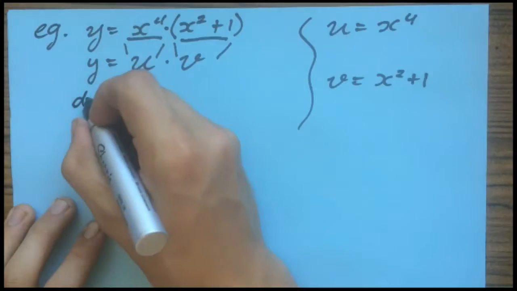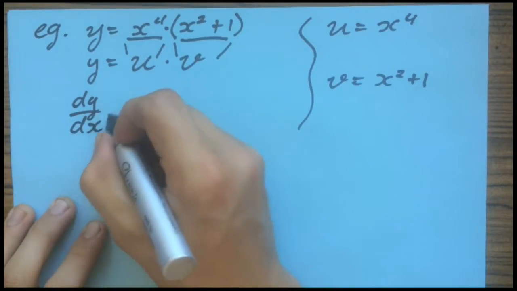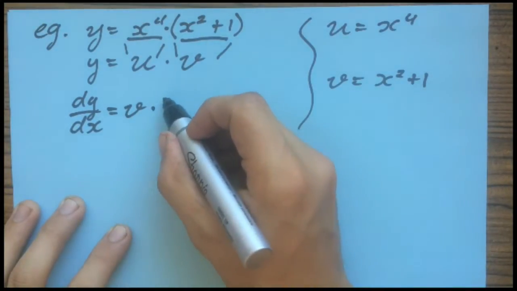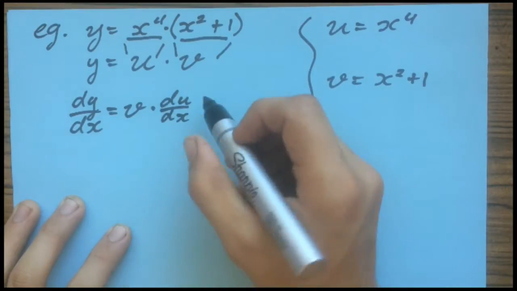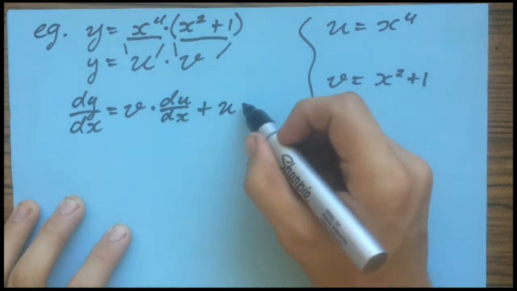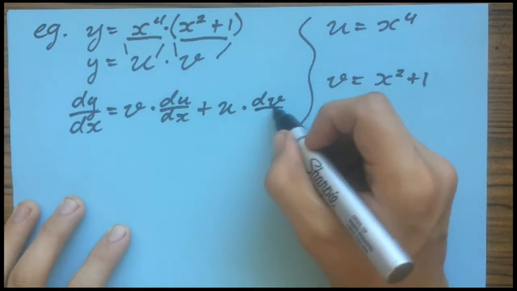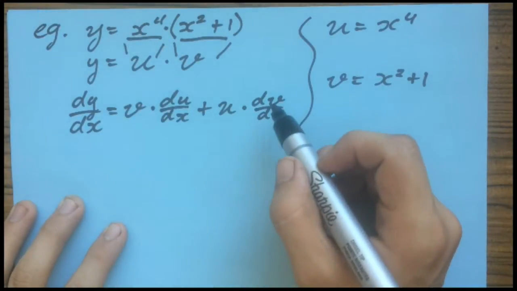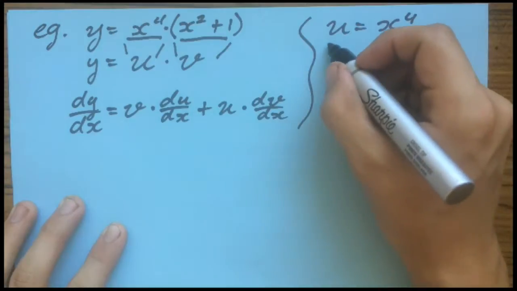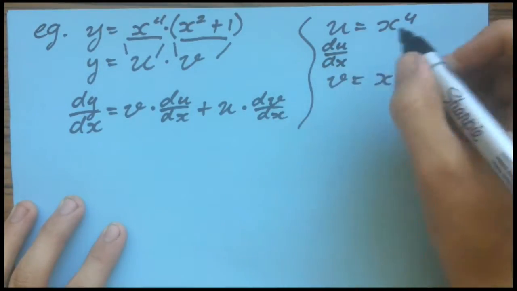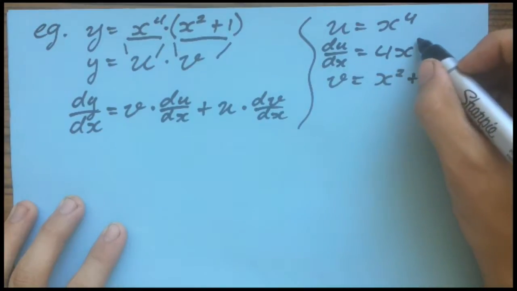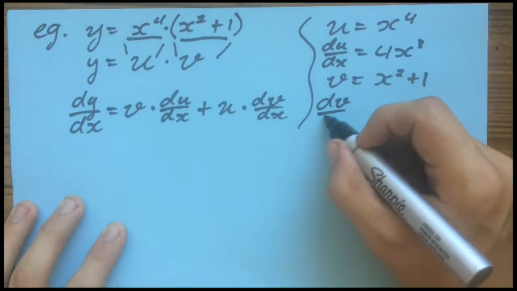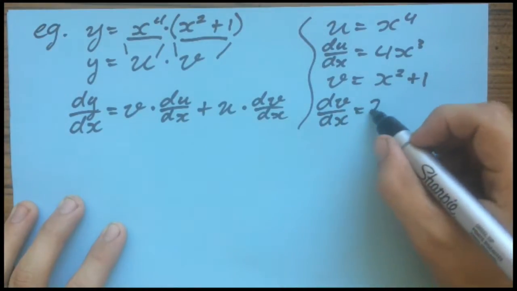Okay, so now the product rule, when we're finding the derivative, is v multiplied by the derivative of u with respect to x plus u multiplied by the derivative of v with respect to x. So that means we need to find the derivative of u and the derivative of v. Under these, the derivative of u is 4x to the power of 3, and the derivative of v with respect to x is just 2x.